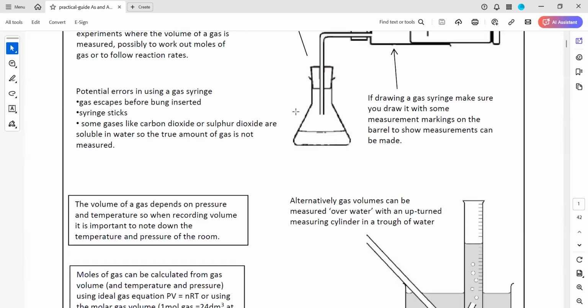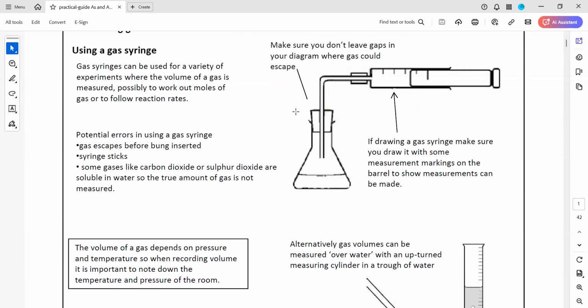Follow rate means we can measure the rate of the reaction. How can we measure the rate of a reaction? Because rate is the change in volume divided by the time interval. So we measure the volume of gas given off and divide by the time interval, and we get the rate at which the reaction proceeds. That is what we can do.